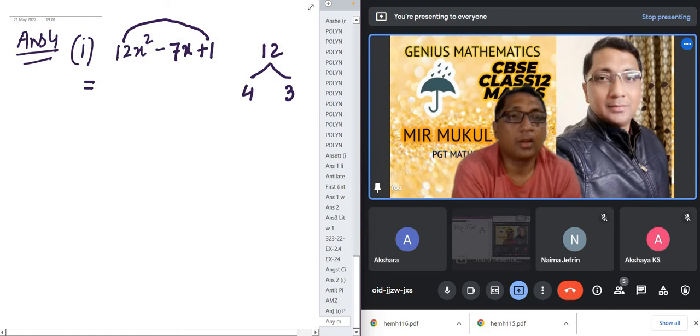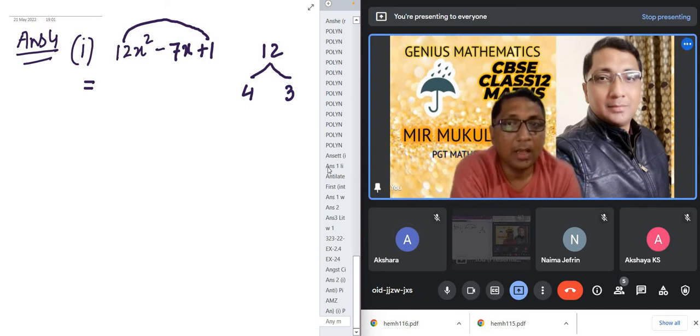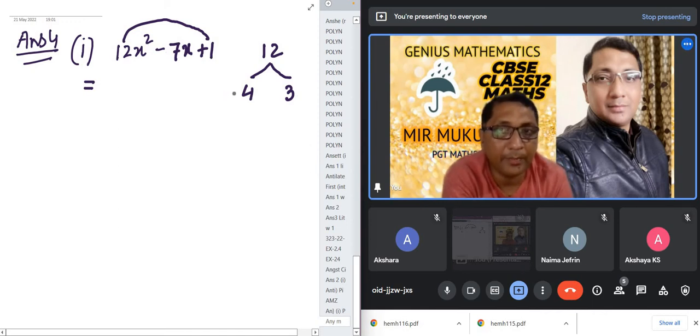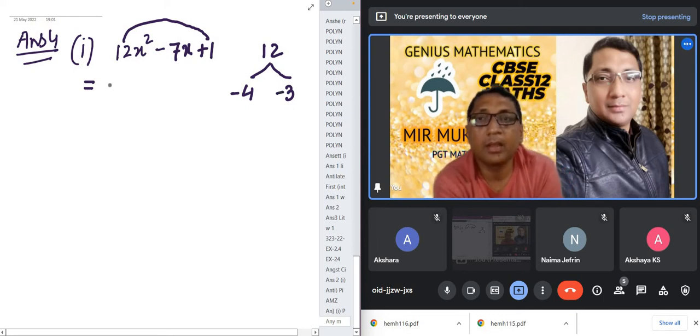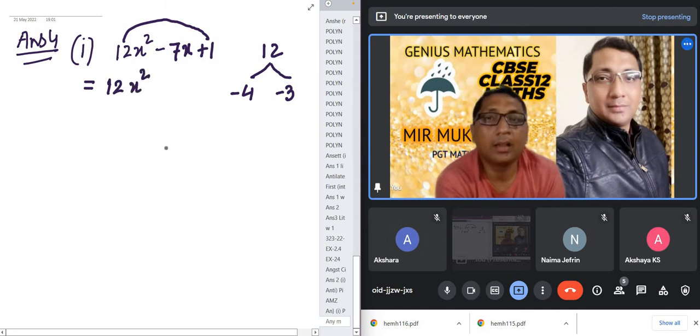Yes, sir, it is. 4 3s are 12. And using these two numbers, how will we get minus 7? If minus 4 and minus 3 you will take, then minus 7 will come. Yes, sir. So 12x squared, and this can be written as minus 4x minus 3x plus 1.